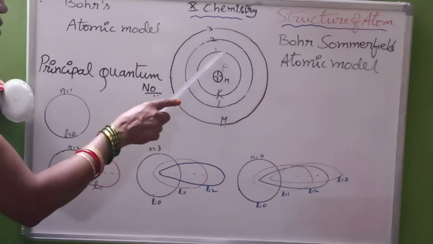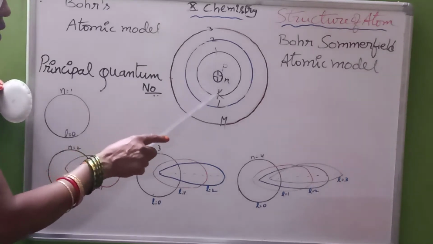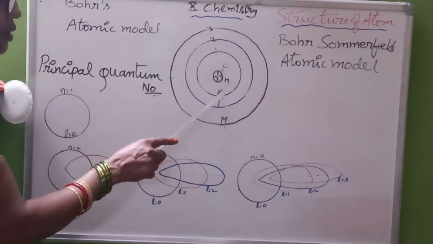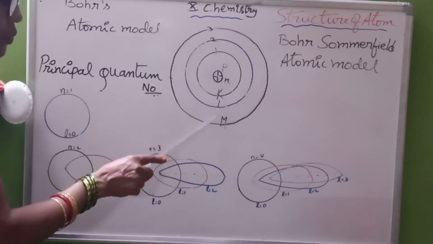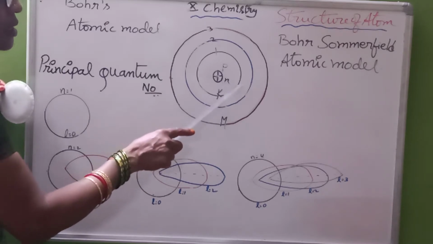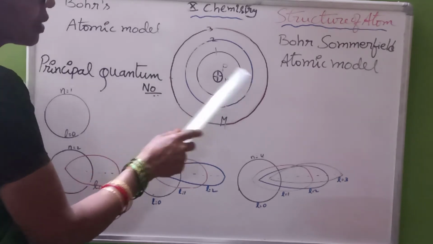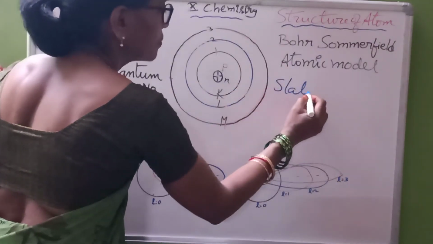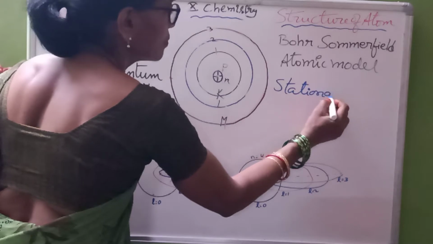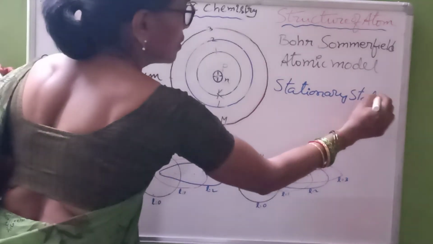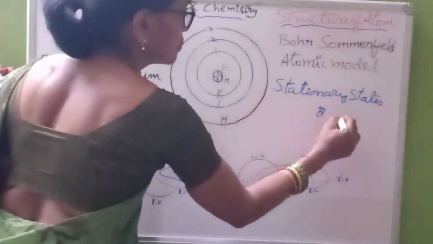Next, electrons, which are negatively charged, revolve around the nucleus in certain paths. This is one path, this is another path, this is another spherical path. These are called stationary states or orbits.